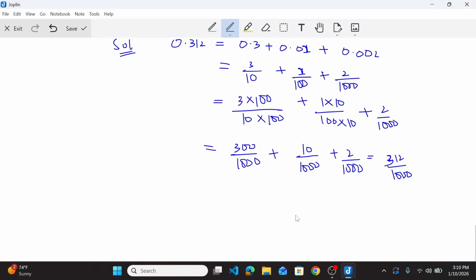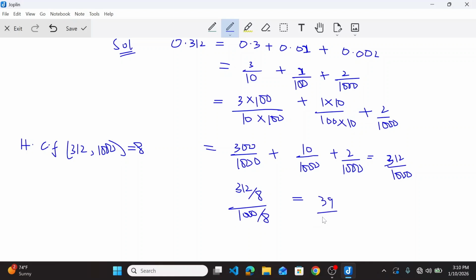So the HCF of 312 and 1000 is 8. The highest common factor is 8. 312 divided by 8 is 39, and 1000 divided by 8 is 125. Now we have 39 divided by 125. So that's the simplest form.